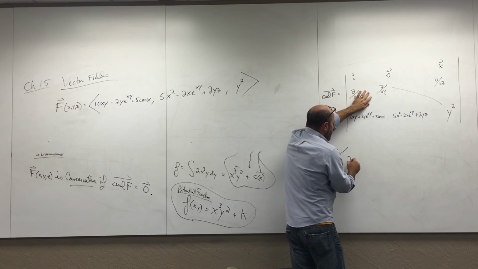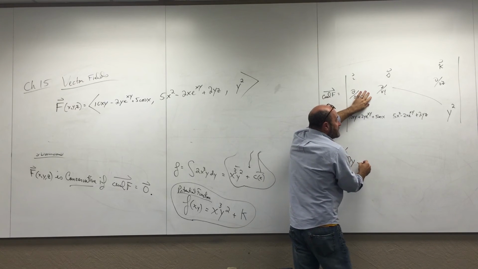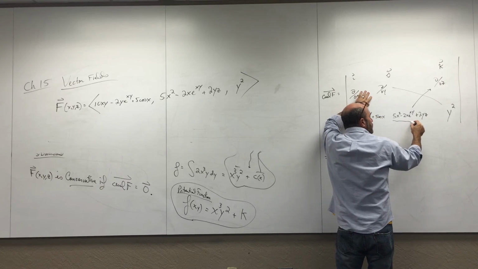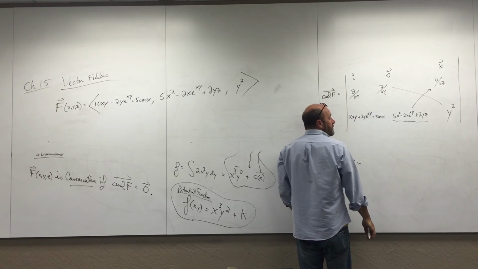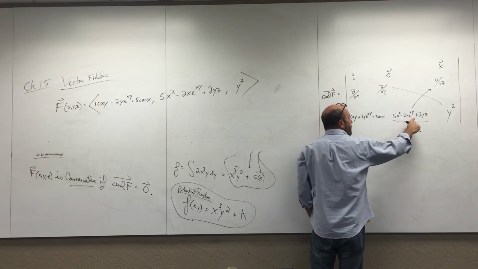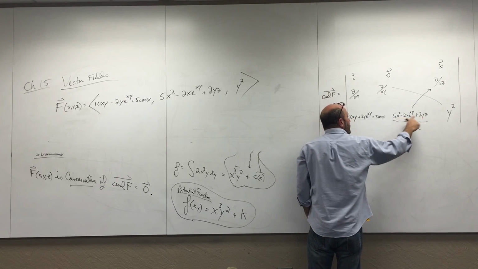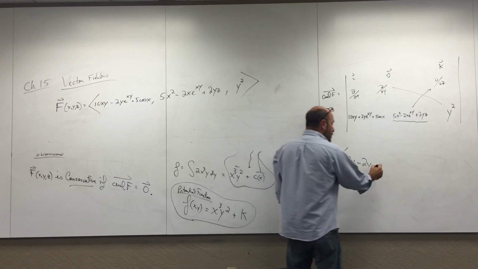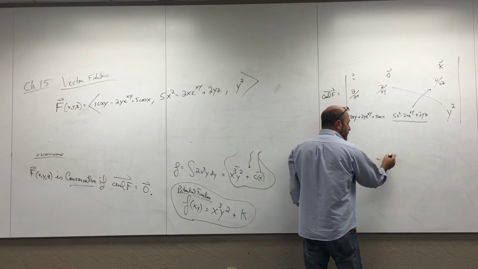That's pretty easy. 2y. Minus the partial derivative of this with respect to z. The partial derivative with respect to z, what is that? 2y. Sure is. Well, so far so good. We got a 0. Who's next? There's a negative in front of the next one.